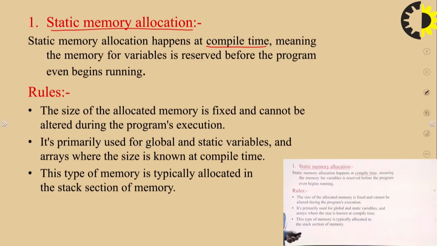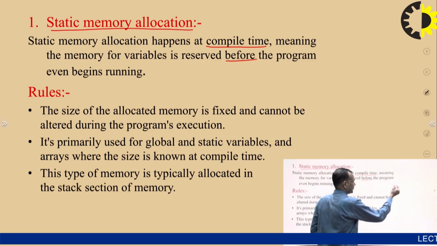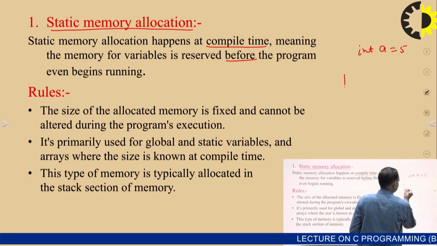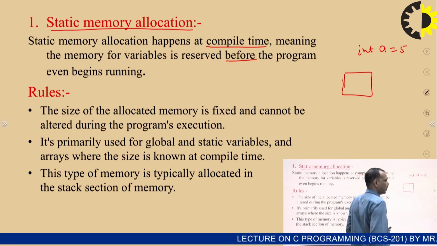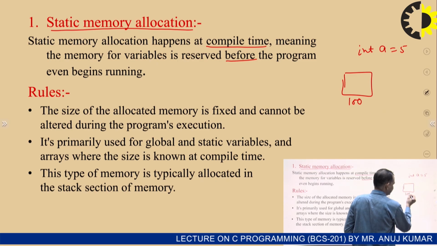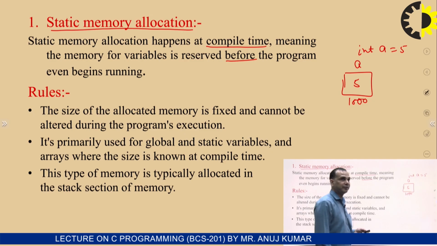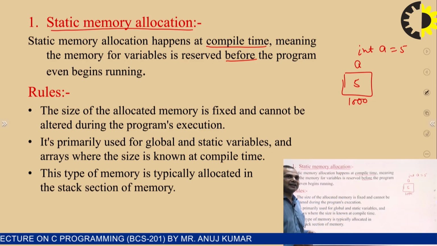It means that the memory of the variable is reserved before the program starts, or at the beginning of the program. Suppose we declare a variable int a = 5. Before starting the program, we create a block in the memory, suppose its address is 1000, its name is a, and we store the value 5. So with static memory, at compile time the memory for the variable is reserved before the program even begins running.